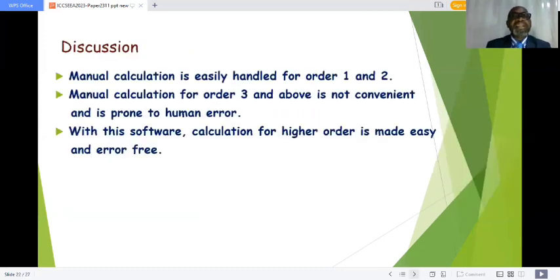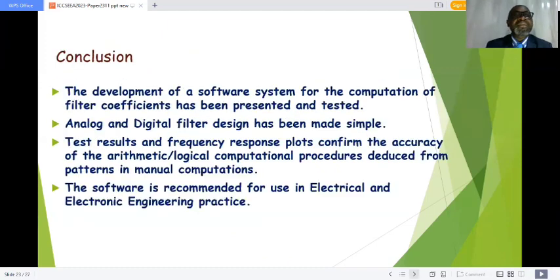Manual calculation is easily handled for order 1 and 2. Manual calculation for order 3 and above is not convenient and is prone to human error. With this software, calculation for higher order is made easy and error-free. The development of a software system for the computation of filter coefficients has been presented and tested. Analog and digital filter design has been made simple.